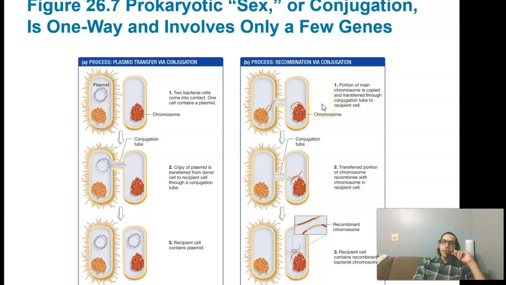The other type of conjugation, so you have the two cells. They also use this conjugation tube, but here you just have a portion of the chromosome that makes its way through the conjugation tube into the other cell. Then the transferred portion of the chromosome recombines with the chromosome in the recipient cell. And now you have a recipient cell that contains the recombinant bacterial chromosome. Okay, so it has a little bit of both now on the chromosome.